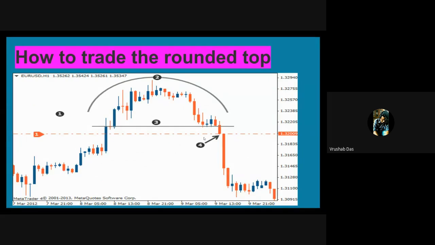To trade this, first you have to look at the neckline, and once the price breaks through and the candle closes below the neckline, you can see here the red bearish candle has crossed below the neckline. Then you can enter the market with a sell order.